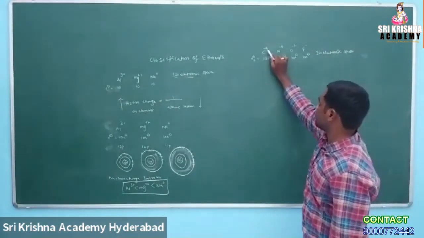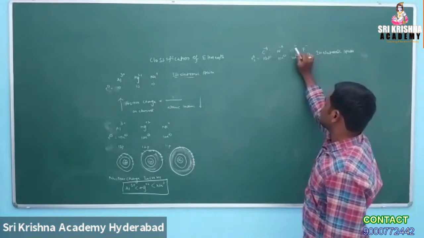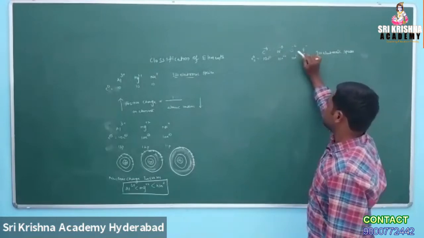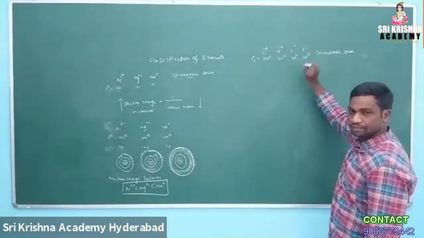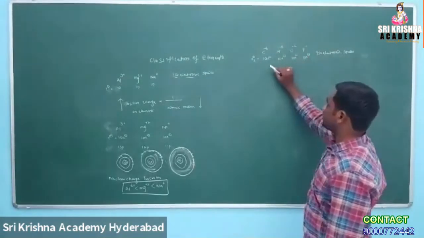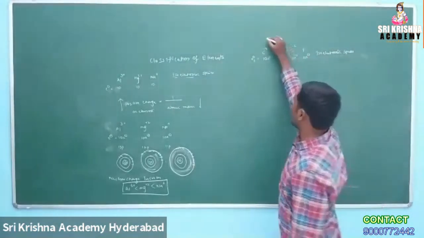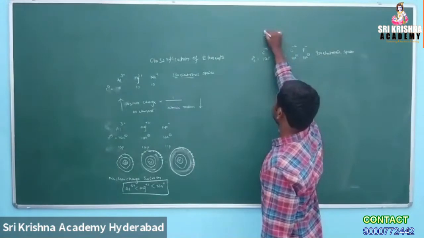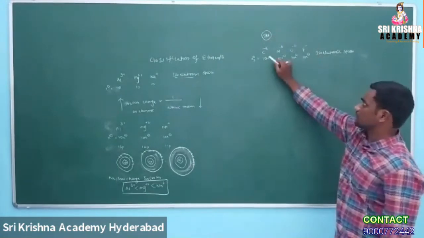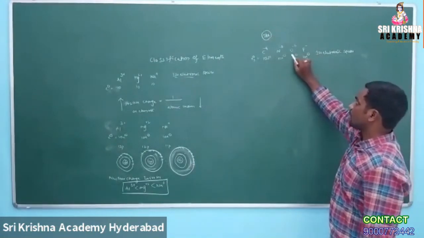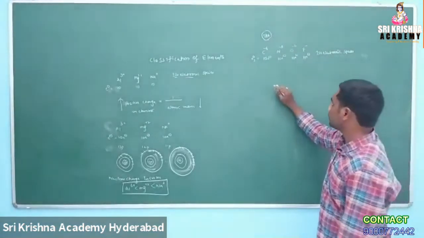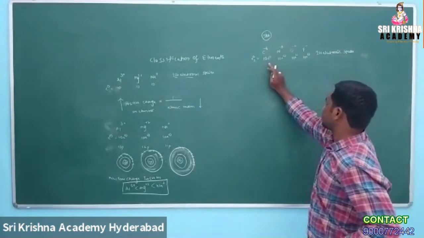So carbon is minus 4, nitrogen minus 3, which means nitride. This is carbide, this is oxide, fluoride. Any negative charge that is there ends with -ide. This is carbide, nitride, oxide, fluoride. So the number of electrons here is 10 electrons.